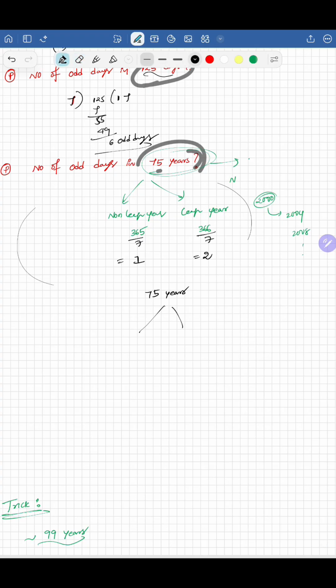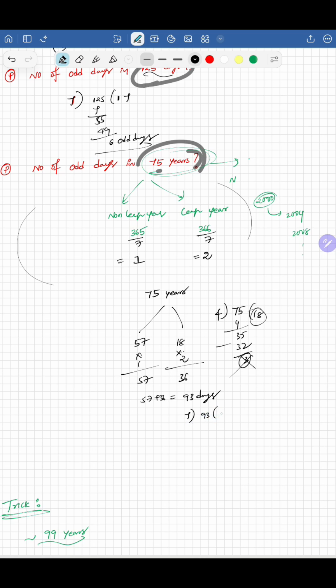How many are there? 18 leap years. Then how many non-leap years are there? 75 minus 18, 57 non-leap years. 18 leap years into 2 odd days is 36, and 57 non-leap years into 1 is 57. Overall together, 57 plus 36 equals 93 odd days. But the odd days should be less than 7, right? What you have to do? Divide 93 by 7. Then how many will you get?